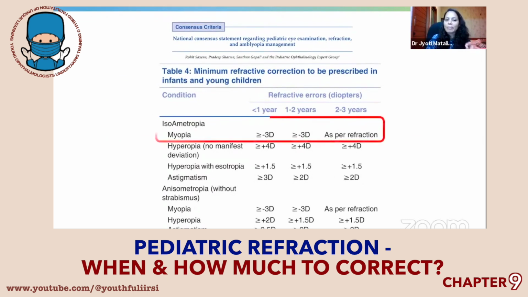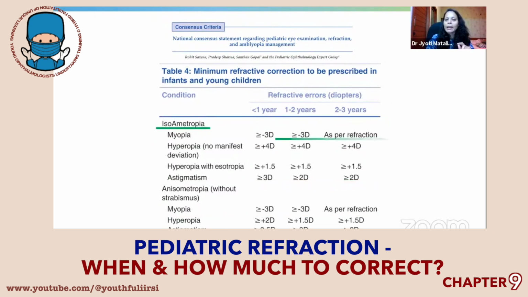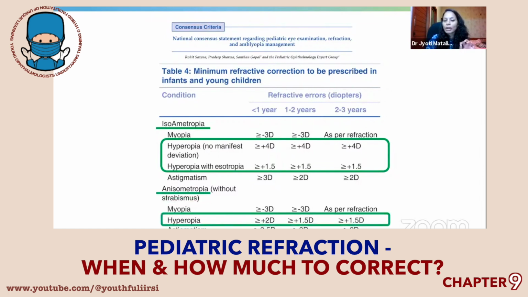So if you have isometropia with myopia, anything more than -3, irrespective of the age, you will give. And for over 2 years, depending on the refraction. If it's anisometropia, again, more than -3, and anything over 2 years as per refraction and as per the vision. If the patient is on the other hand hypermetropic and isometropic, anything more than 4 if there's no manifest deviation, and anything more than 1.5 if there's esotropia. On the other hand, in anisometropia, anything more than 2 for under 1 year and anything more than 1.5 for over 1 year is to be considered.